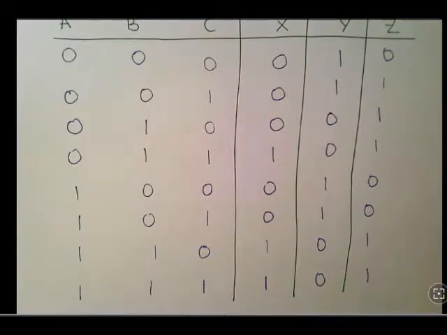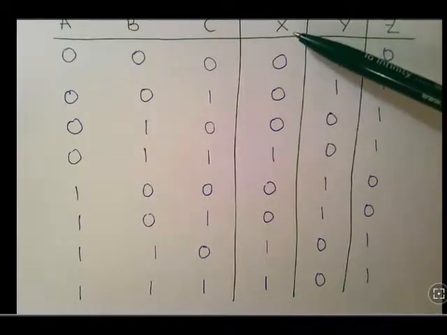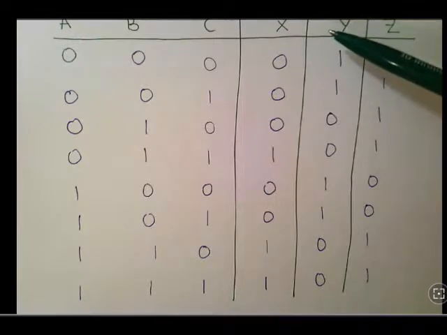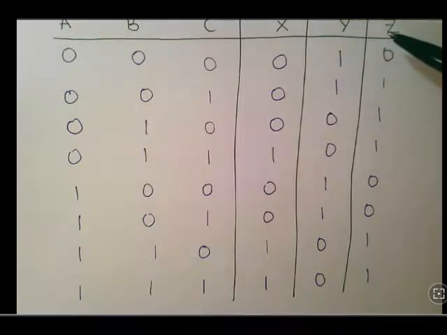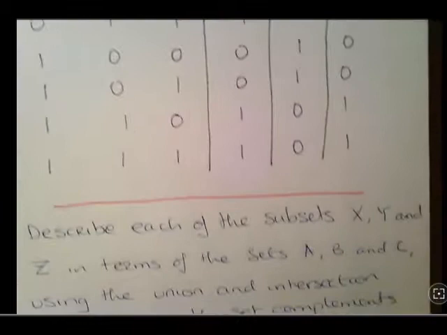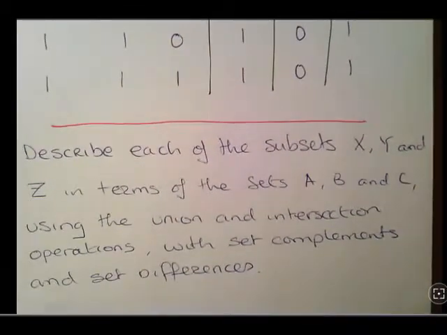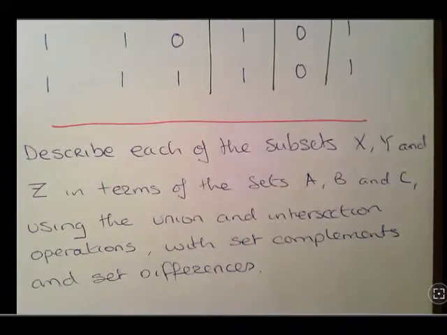Okay. So here we have the membership table for X, the membership table for Y, and the membership table for Z. What we're going to do is sketch them out on a big Venn diagram and try to come up with very simple expressions for X, Y, and Z in terms of A, B, and C. So the question formally is: describe each of the subsets X, Y, and Z in terms of A, B, and C using union, intersection operations with set complements and set difference.